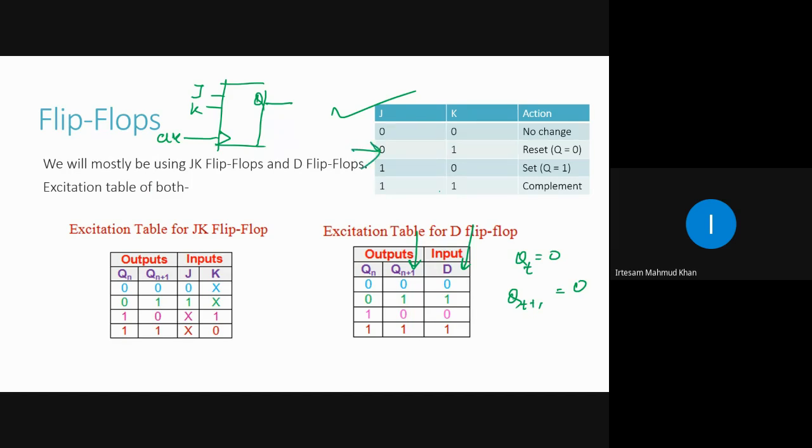If J equals 0 and K equals 1, then a reset operation occurs. What is a reset operation? A reset operation is simply resetting the value of Q. That is, the value of Q will be forced to 0. So if we provide J equals 0 and K equals 1, Q will be 0. Whatever the value of Q was in the previous step, it doesn't really matter. It will be turned to 0 when we provide J equals 0 and K equals 1.